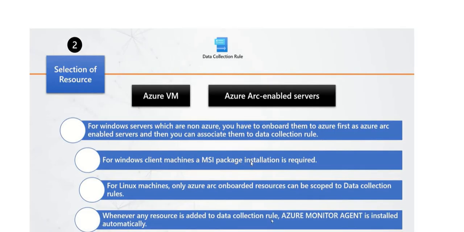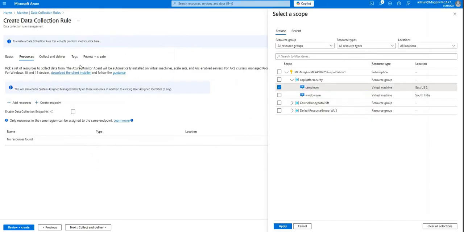For Windows client machine, an MSI package installation is required. If it is a client machine, we need to have a separate package here. For Linux machine, only Azure Arc onboarded resources can be scoped to DCR. If it is not Azure Arc enabled, then it will not be able to. Whenever any resource is added to DCR, Azure Monitor Agent is installed automatically. This line is very important here. This states that you don't need to separately go to the machine and set up this agent. Rather, with the completion of this DCR itself, it will install the agent onto the endpoint.